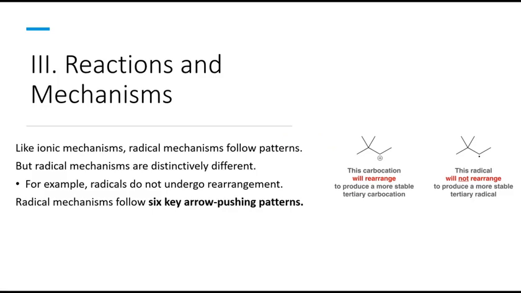3. Reactions and mechanisms. Like ionic mechanisms, radical mechanisms follow patterns. But radical mechanisms are distinctively different. For example, radicals do not undergo rearrangement. Radical mechanisms will follow 6 key arrow pushing patterns. The carbocation we have seen in the past will rearrange to form a more stable carbocation, but this radical will not rearrange and form a more stable radical.